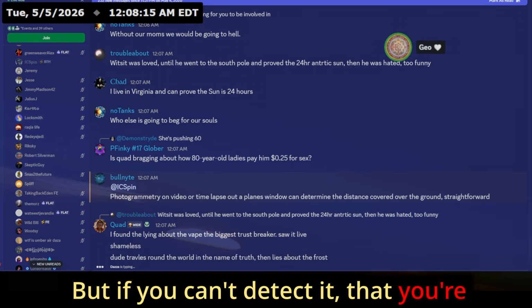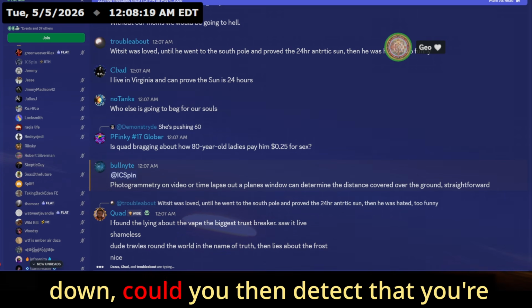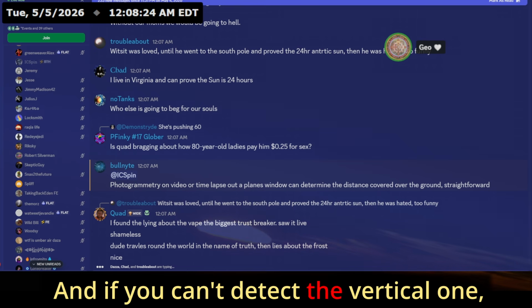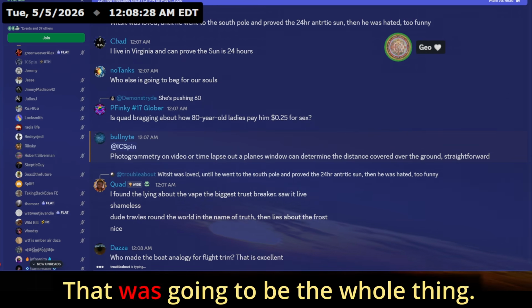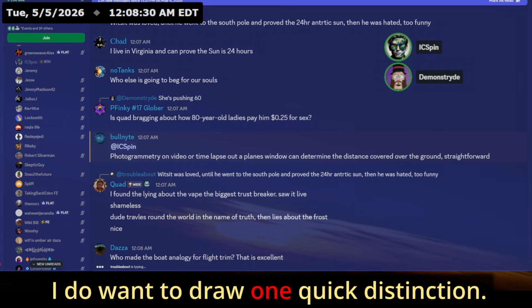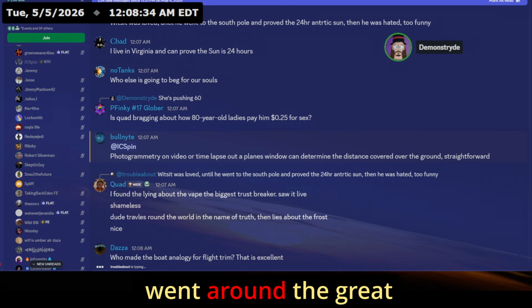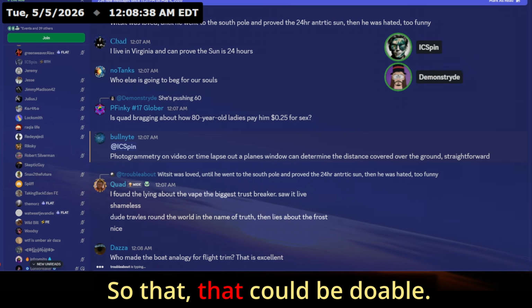But if you can't detect that you're tilting vertically, up or down, could you then detect that you're going left or right 8 inches per mile squared? And if you can't detect the vertical one, why would you be able to detect the horizontal? That was going to be the whole string. I do want to draw one quick distinction. If you took a gyroscope and you went around the great circle, you would see the gyroscope precess. So that could be doable.